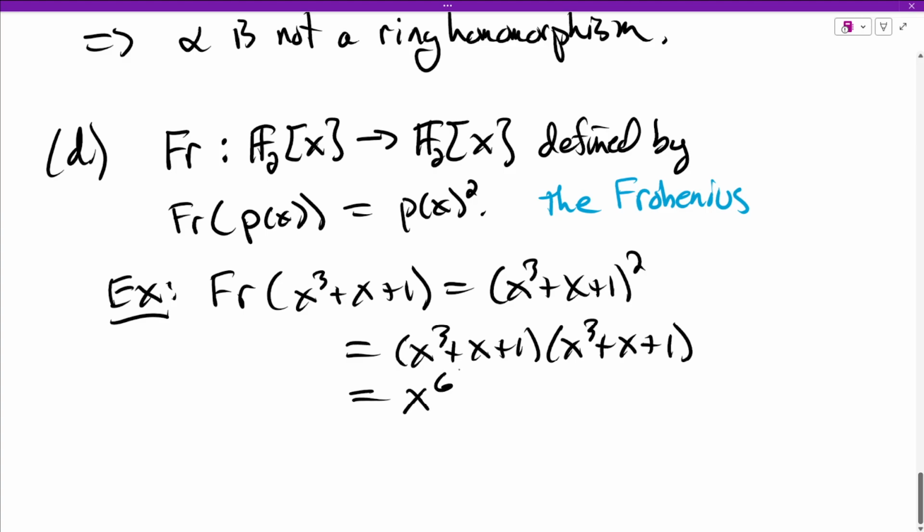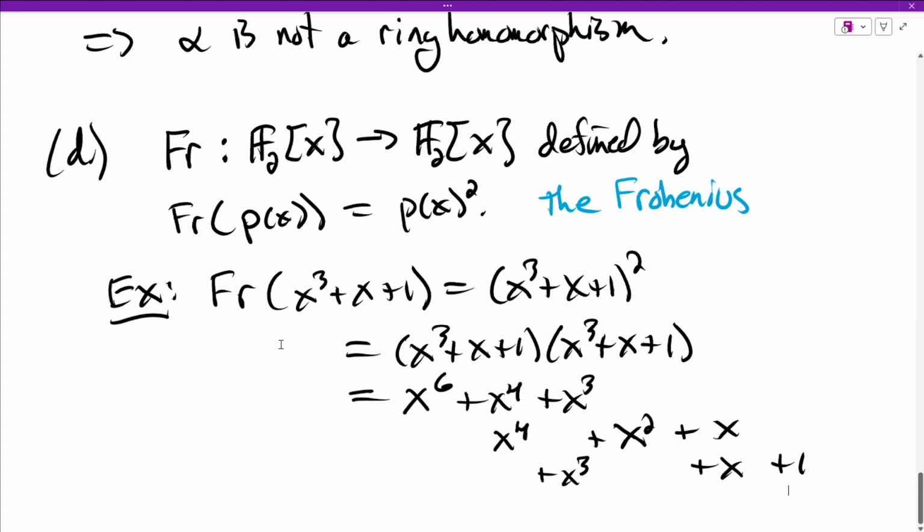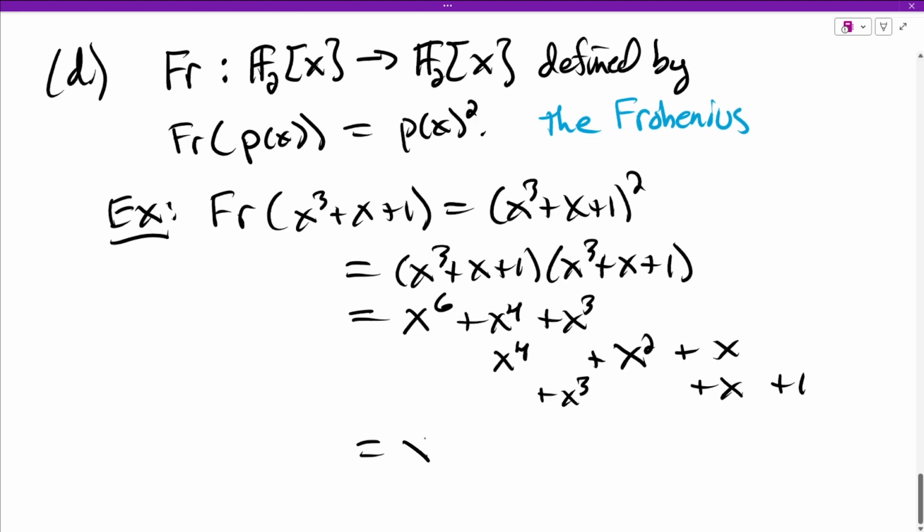X cubed times x cubed is x to the 6th. X cubed times x is x to the 4th. X cubed times 1 is x cubed. X times x cubed is x to the 4th. X times x is x squared. X times 1 is x. And then lastly, we multiply our 1 through. 1 times x cubed is x cubed. 1 times x is x. 1 times 1 is 1. All right, so we get x to the 6th plus 2x to the 4th plus 2x cubed plus x squared plus 2x plus 1.